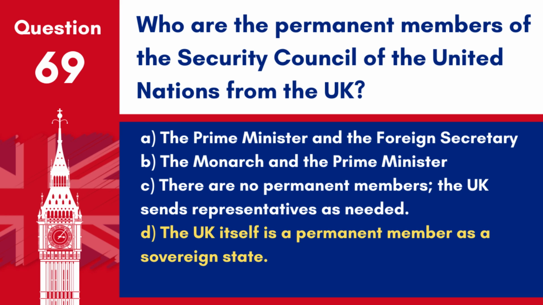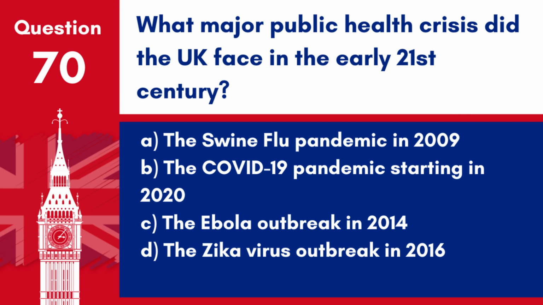Answer: D. The UK itself is a permanent member as a sovereign state. The United Kingdom is one of the 5 permanent members of the UN Security Council, with the power to veto resolutions.